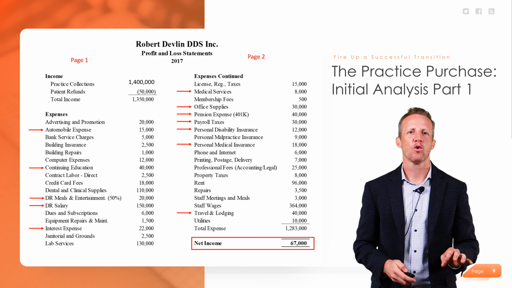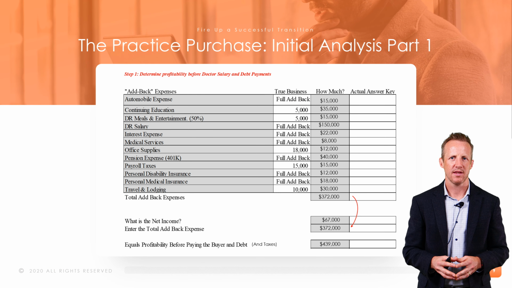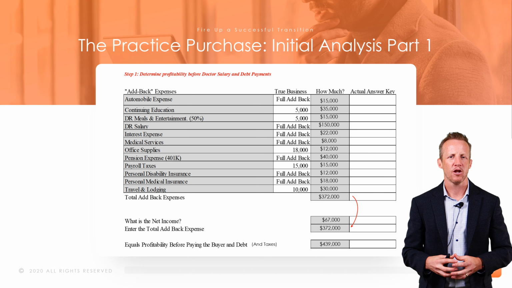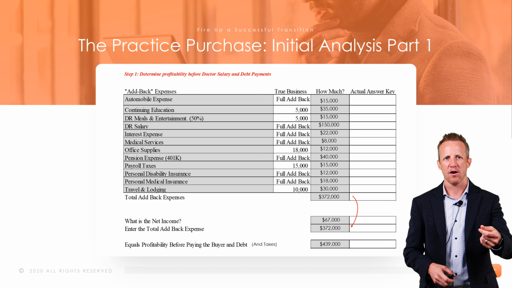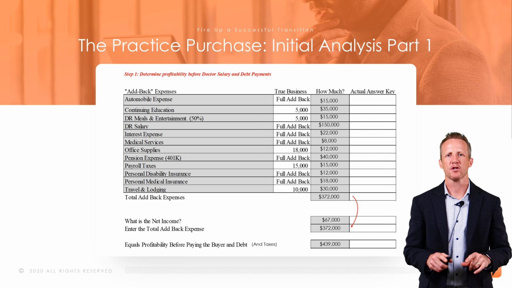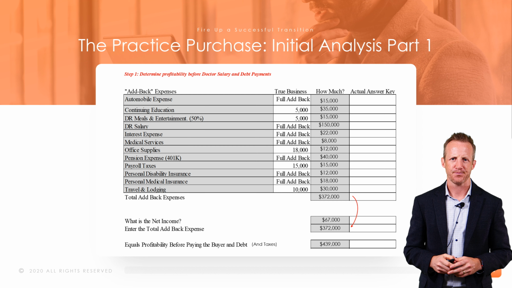So now let's go to our list, and here's everything I've written down. Now there's no way that you're going to know everything, particularly on the partial add backs. So just bear with me and follow my logic on that and what I'm trying to teach. The add backs are all of those red arrows. The ones that are fully added back are the automobiles, the doctor's salary, the interest expense, the medical services, the 401k, the disability insurance, and the personal medical insurance. The other ones are partial add backs because a portion of that category is legitimately a business expense.